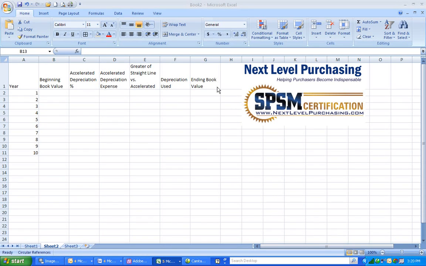Now, the first thing we have to enter is the beginning book value for this first year, and that is how much you purchased the equipment for. In this case, it is $30,000.